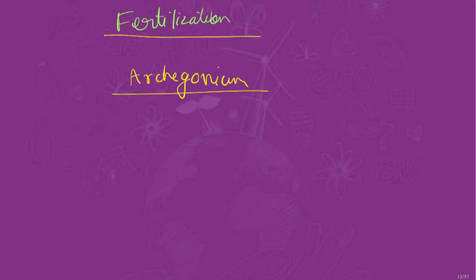Fusion of male and female gametes, syngamy, which results in the formation of the zygote, is known as fertilization. The zygote represents the first cell of the sporophyte of the next generation. This is the end of the process of fertilization.